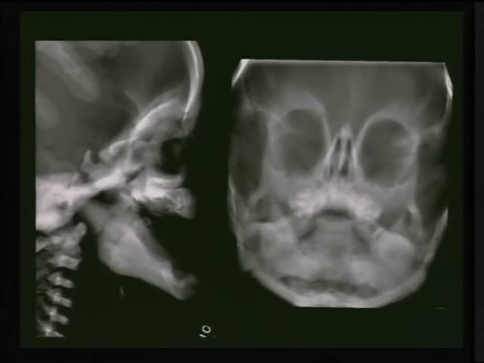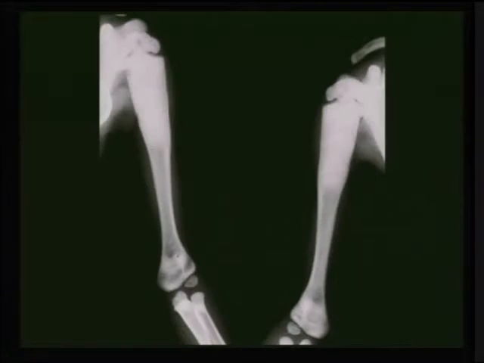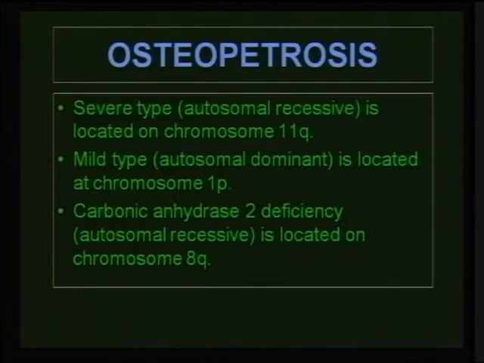If we see that the bones are very dense, we are losing the medullary cavity of those bones in all the bones, skull, chest, and the limbs. This cannot be but one thing, osteopetrosis. Also in the hands, you can see bone-in-bone appearance. And osteopetrosis has different types, either recessive, dominant, or the third type, which is a unique type called carbonic anhydrase 2 deficiency. How can we differentiate carbonic anhydrase from the others?